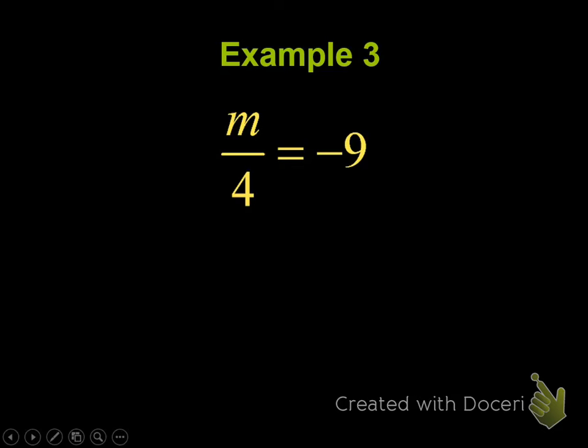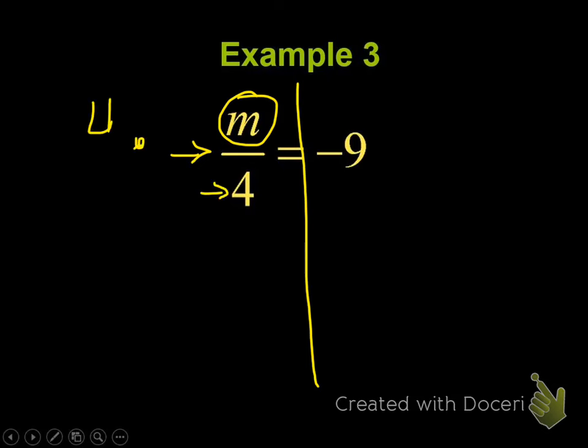In example 3, we're going to solve for the variable m. Circle m, draw a line dividing our problem into 2 parts. m is divided by, that's what the line here means, m is divided by 4. The inverse of division is multiplication. So if we want to get rid of this 4, we need to multiply both sides by the inverse, or multiply both sides by 4 over 1.